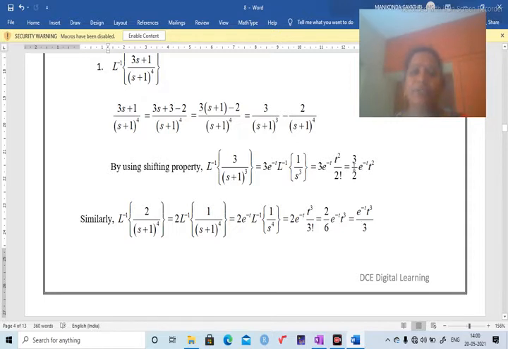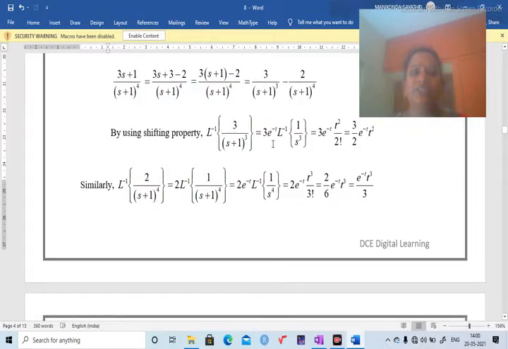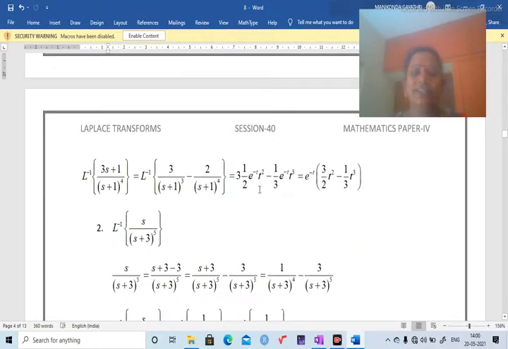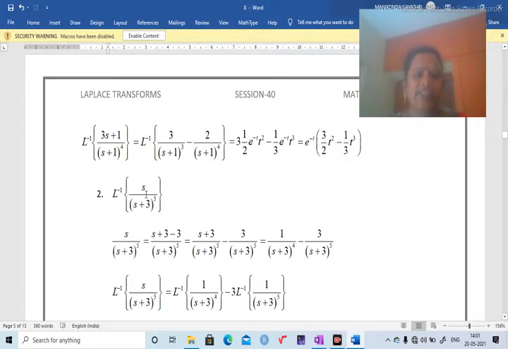Now I am going to substitute these two values here. Then on simplification, I am going to get L inverse of the given function, that is e power minus t into 3 by 2 t square minus t cubed by 3 factorial times 2. Next, L inverse of s by (s plus 3) whole power 5. Now I am writing the numerator as s plus 3 minus 3. So again, s plus 3 by (s plus 3) whole power 5 means 1 by (s plus 3) whole power 4, minus 3 by (s plus 3) whole power 5.